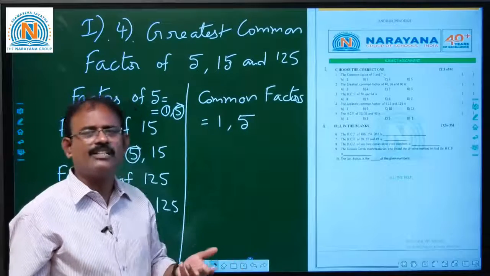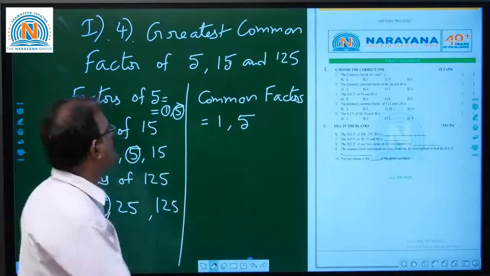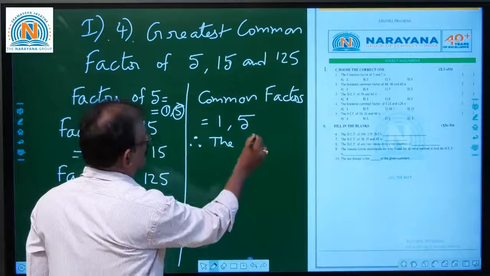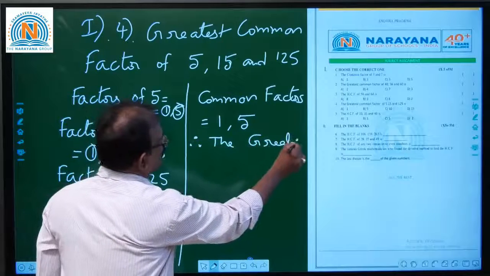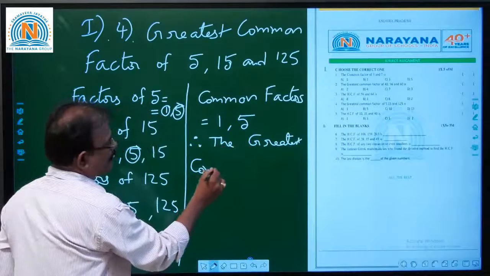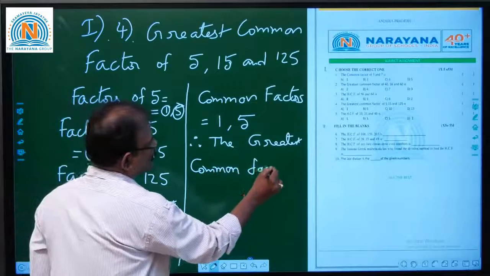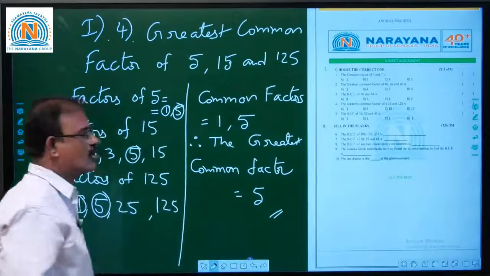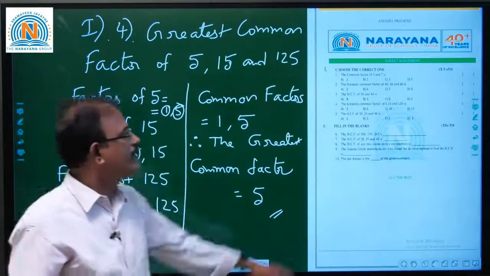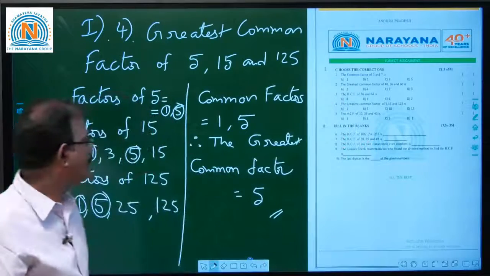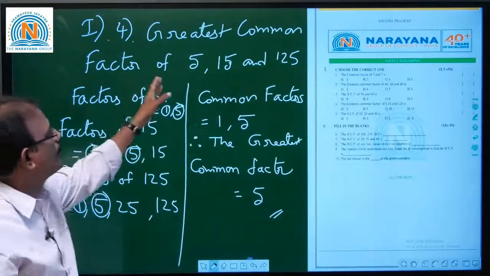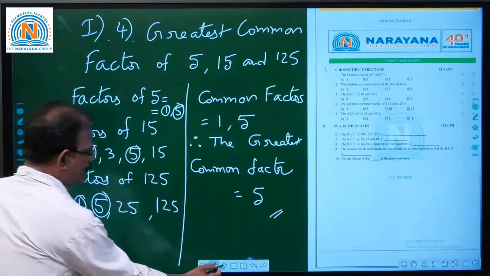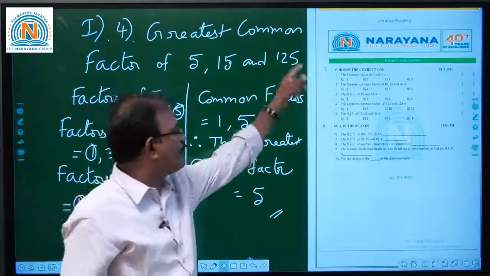In that, which is the highest, children, or greatest? 5. Therefore the greatest common factor is equal to 5. So it is given in the third option, C. So what is the greatest common factor of 5, 15 and 125, children? 5. So that was the fifth one of the first Roman, children.